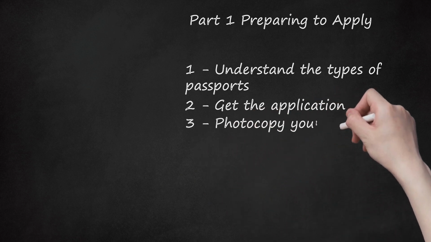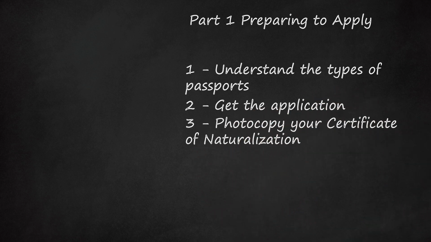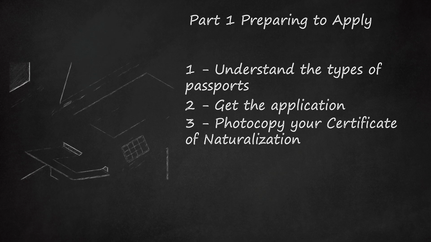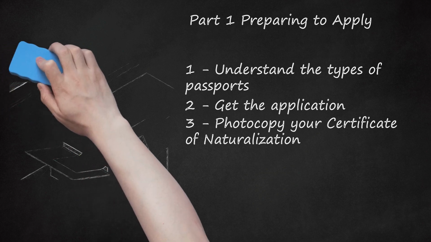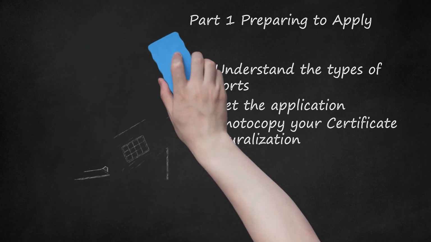3. Photocopy your certificate of naturalization. As part of your application, you will need to submit your original certificate of naturalization, as well as a photocopy of the front and back, to the U.S. State Department. The certificate will serve as your proof of U.S. citizenship and proof of identity. As a result, you will be without your proof of citizenship. Be sure to make an additional photocopy and retain it. Your original certificate of naturalization will be returned to you 1 to 2 weeks after you receive your passport.